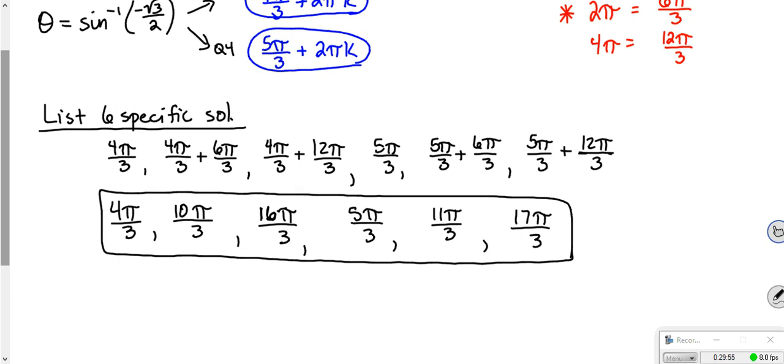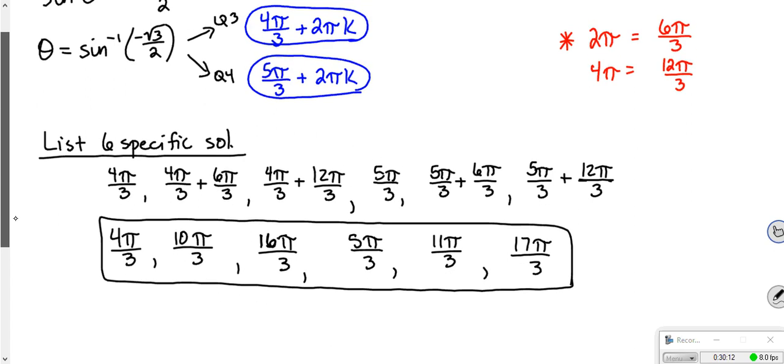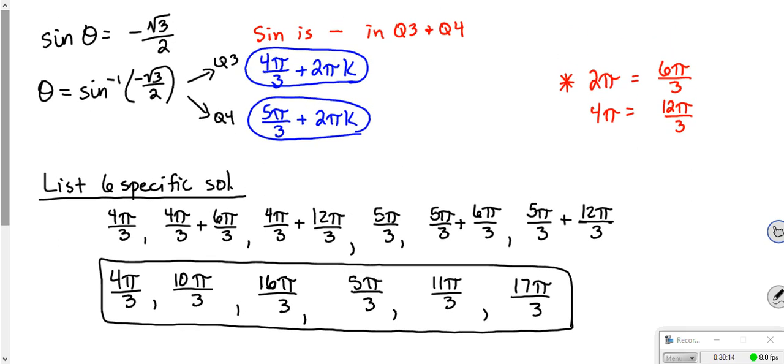And again, I don't think they have to be in numerical order. If they do, you can rearrange them. 4 pi and then the 5 pi, then the 10 and 11, then the 16 and 17. You can rearrange them if you need to, but I don't think you do. Okay, hope that made sense. All right. So first we solve it, take the arc sine, figure out what quadrant it's in, figure out our answer, give our generic one, then list the specific ones.